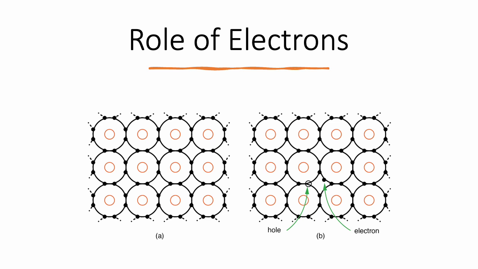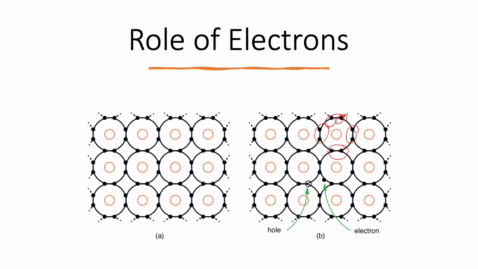Now, what is the role of electrons in a semiconductor? We have discussed earlier that electrons are the negatively charged particles of an atom, and the behavior of these electrons in a semiconductor is very crucial. As you can see in the figure, there are four electrons in the valence shell of a semiconductor forming covalent bonds with four other atoms.